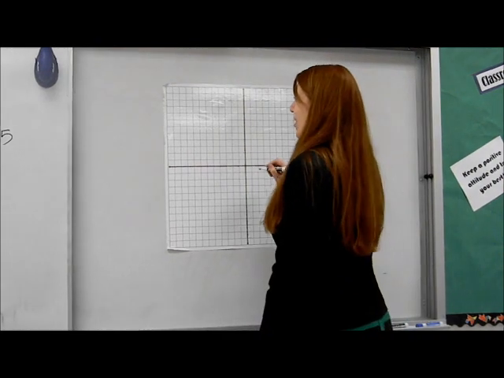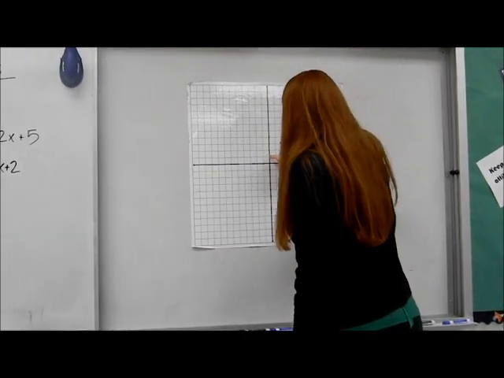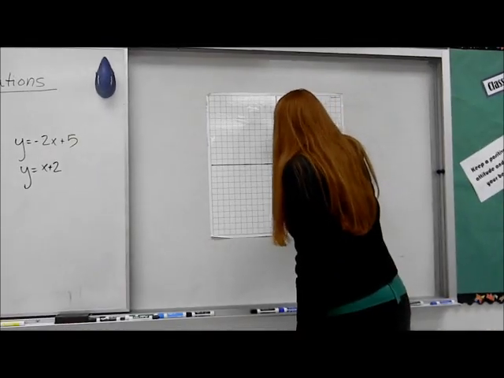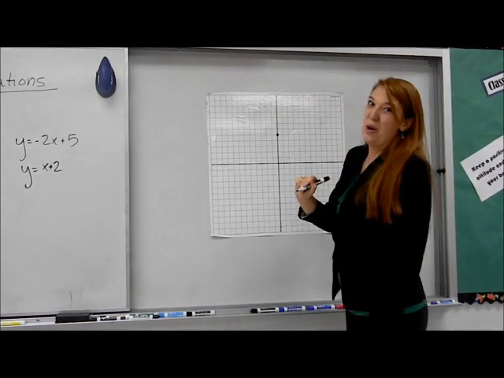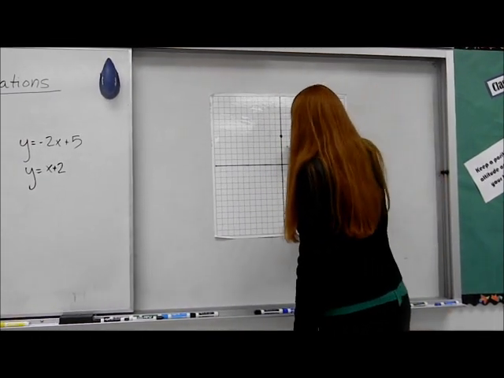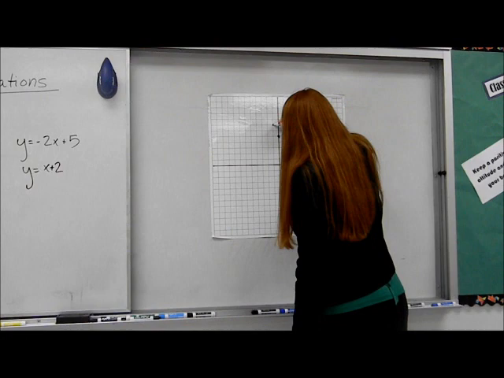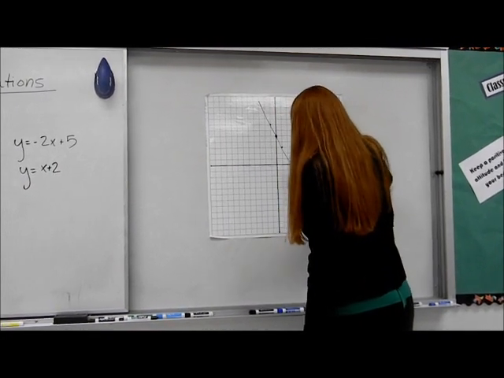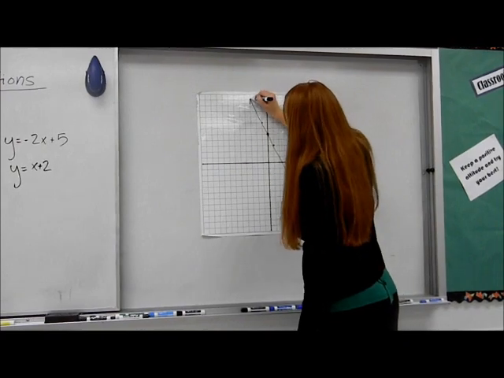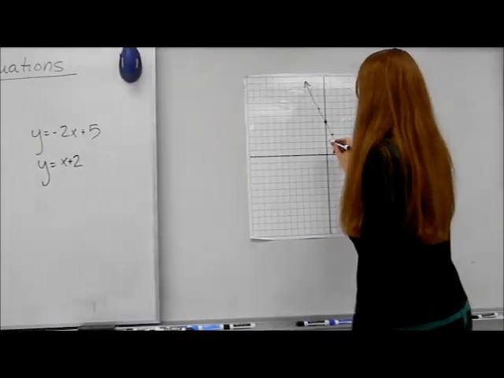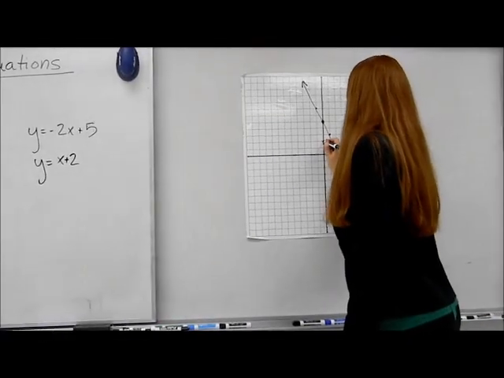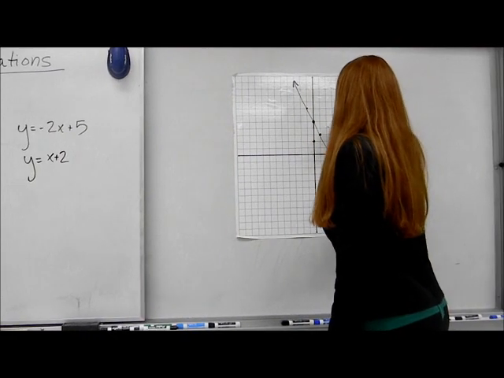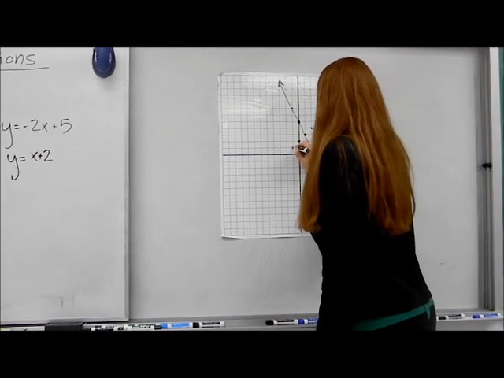All right, so negative 2x plus 5. Let's go up to 5. 1, 2, 3, 4, 5. Boom! That's our y-intercept. Then we're going to go down 2 over 1. Make our line here. And now our next one. Up 2 over 1. Over 1. Over 1.